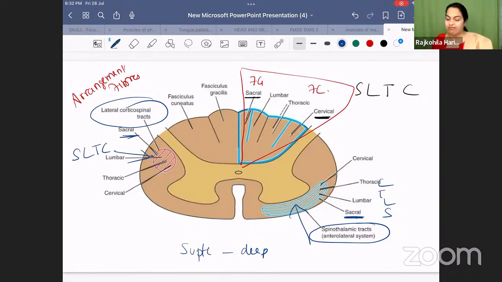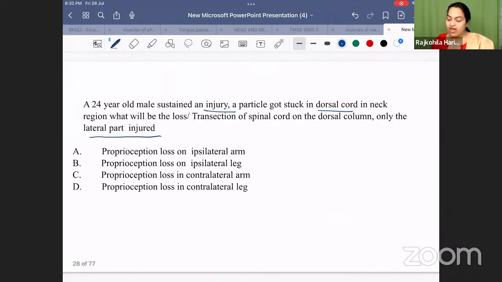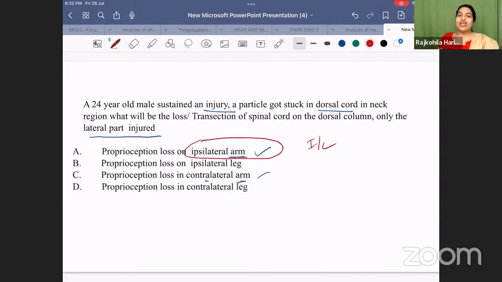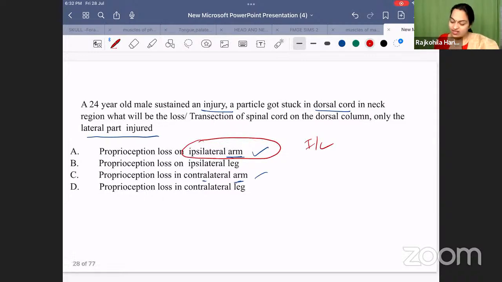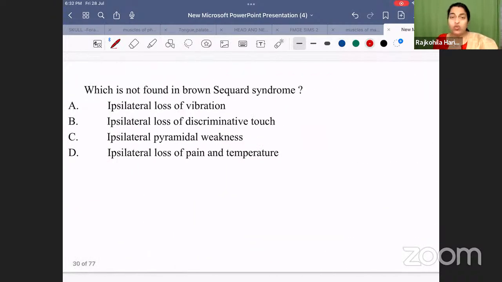Superficial to deep. Okay, so here what will be the answer? Dorsal column, lateral most part, fasciculus cuneatus for the upper limb, isn't it? Okay, arm. So either it should be this or this. But you know, dorsal column pathway, first one liners even we saw, right? It's going to be ipsilateral. So undoubtedly the answer is ipsilateral arm. Yes, guys.